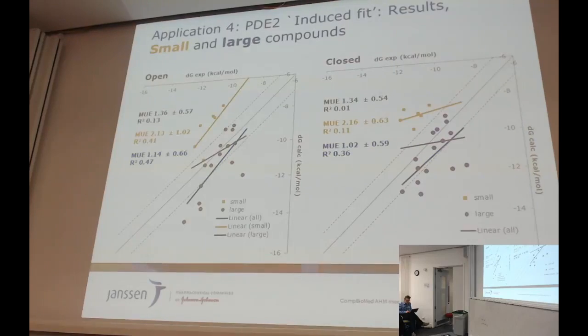So if we split this though into what we call small compounds and large compounds, small ones are the ones that don't go into that top pocket, large ones are the ones that do. Now the large ones aren't too bad, the small ones are way off.